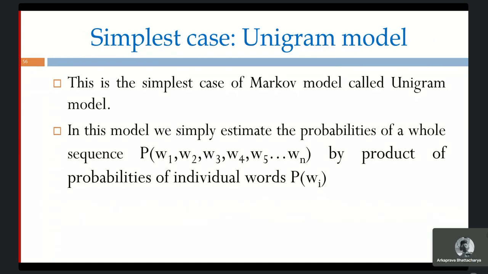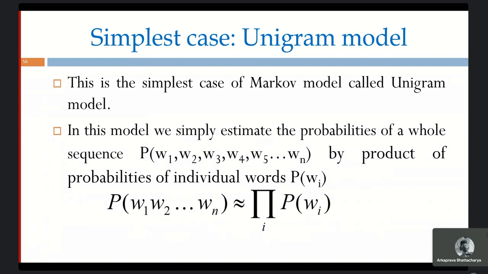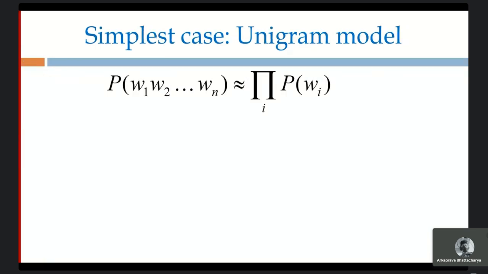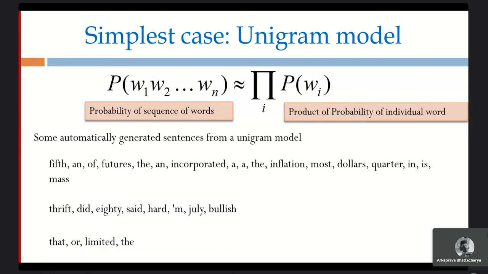So let's start with small examples. I'll go with the unigram model first. This is the simplest case of the Markov model, which we call the unigram model. When words are being generated in the unigram model, you can see there is no relation between the words, as they are independently generated. You don't find any dependency on the previous words. So you can see words like fifth and, of futures, futures the and incorporated, and so on.